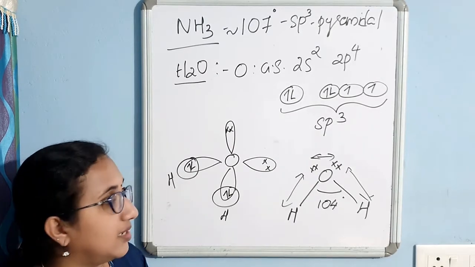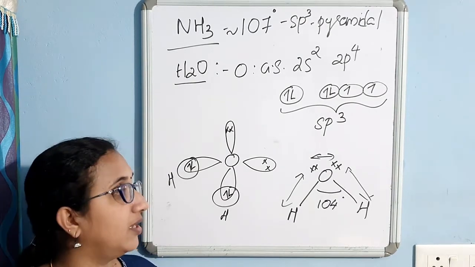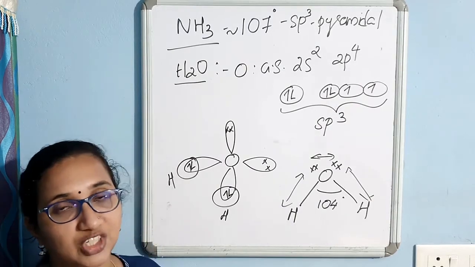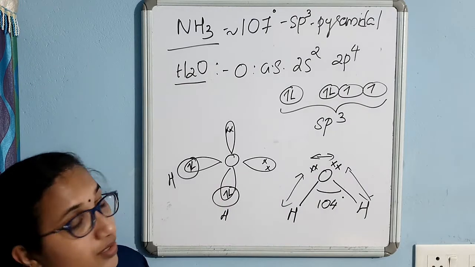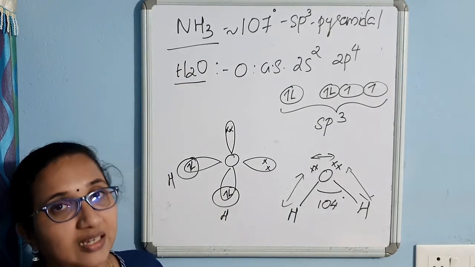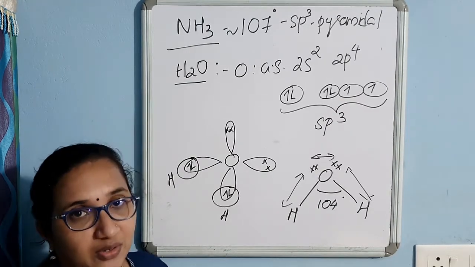So this is the geometry of the water molecule: bend shape or V shape, sp3 hybridization, bond angle 104 degree. And for the ammonia molecule also, hybridization is sp3, geometry is pyramidal shape, and bond angle is 107 degree.